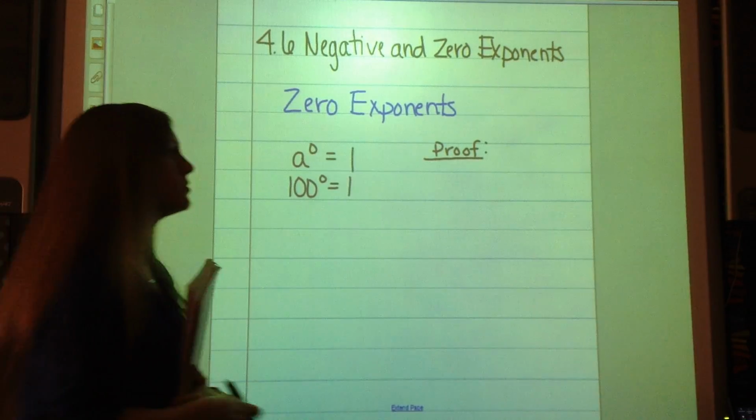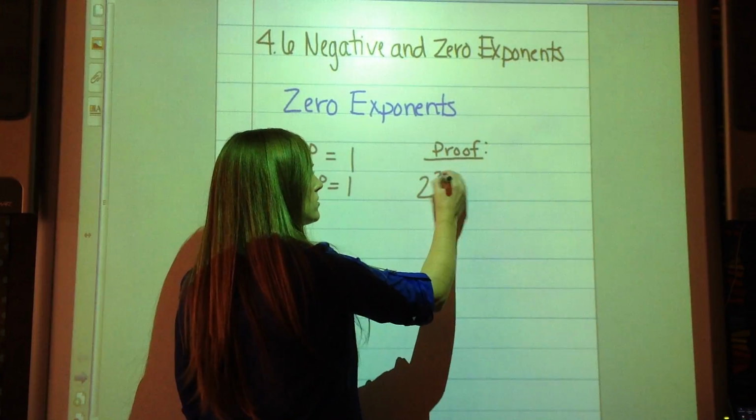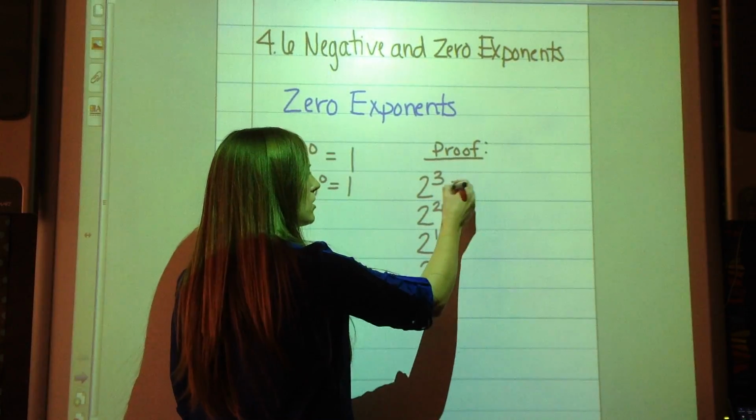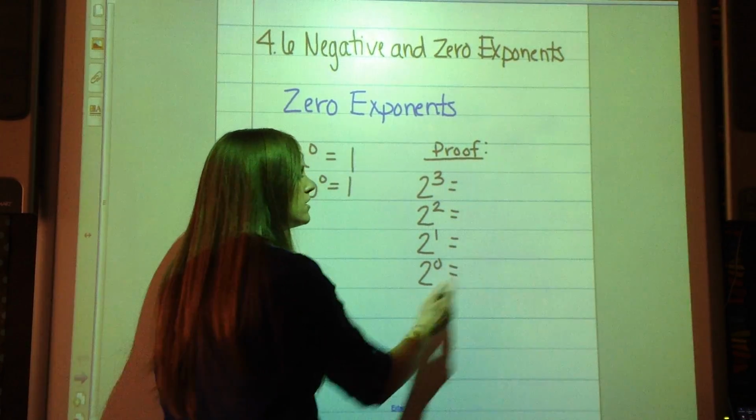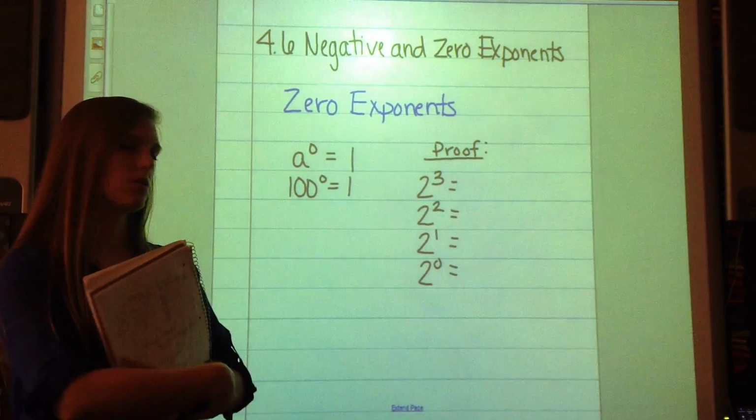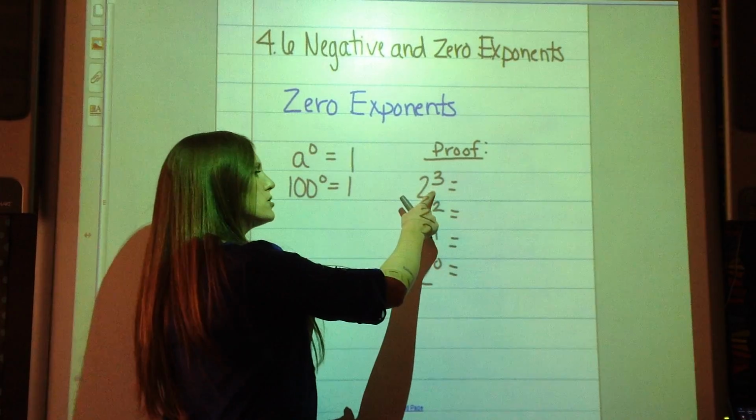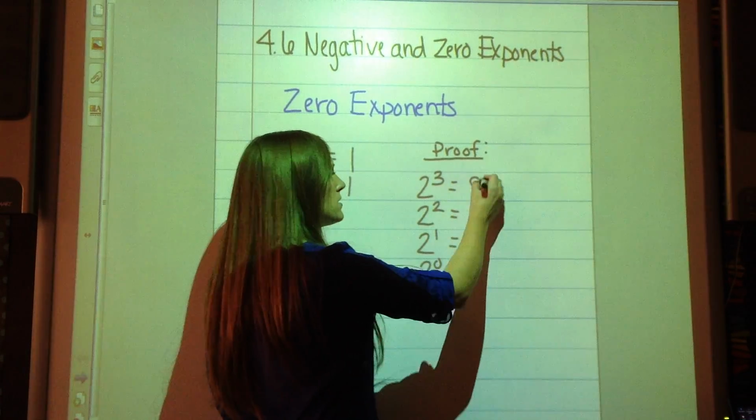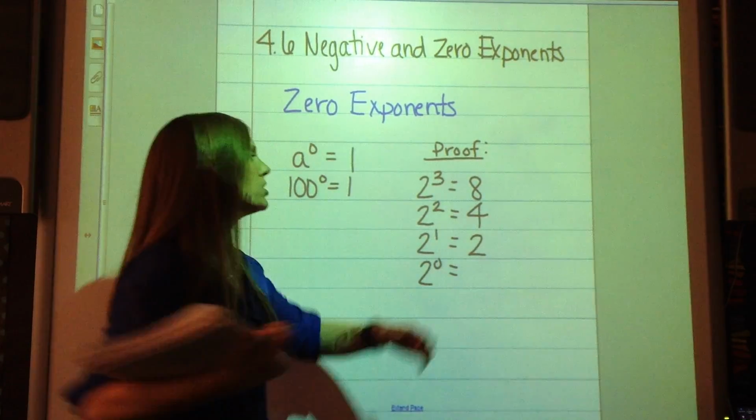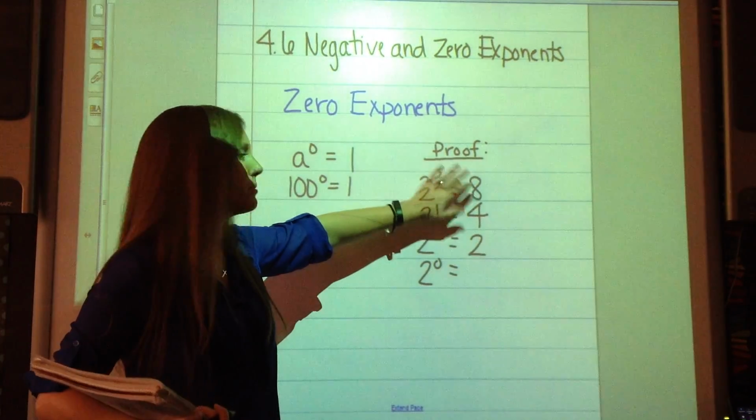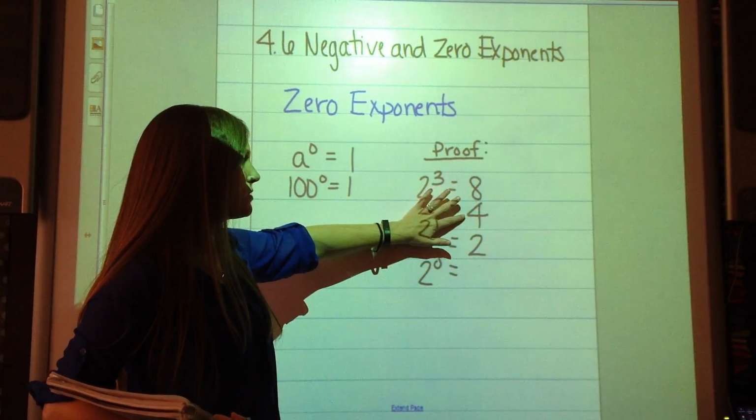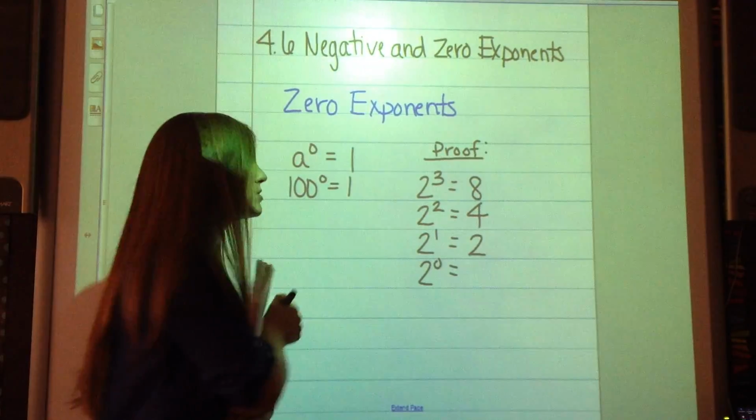Let's take 2. Let's say we have 2 cubed, 2 squared, 2 to the first, 2 to the power of 0. We're going to find a pattern with its exponents to prove to you that anything with the power of 0 is always 1. So, 2 cubed, 2 times 2 is 4, times 2 is 8, 2 squared is 4, 2 to the first is 2. You're going to notice that our answers are forming a pattern: each time they divide by 2. So 8 divided by 2, 4 divided by 2, 2 divided by 2 is 1.